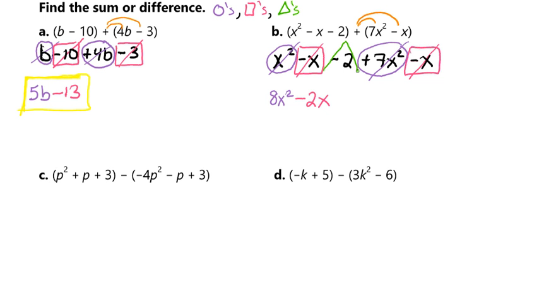And now I've got a triangle, but it's the only triangle. And so the constant gets to be by itself in the back. Then we're going to check to see if it's in standard form.